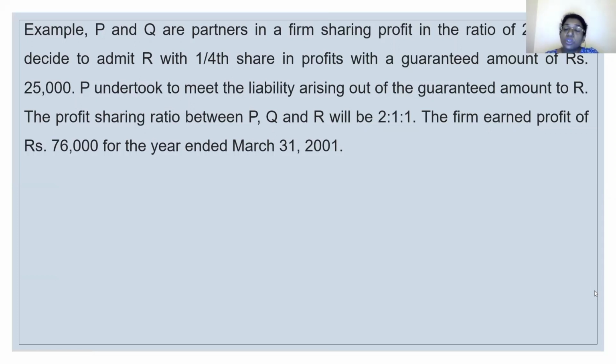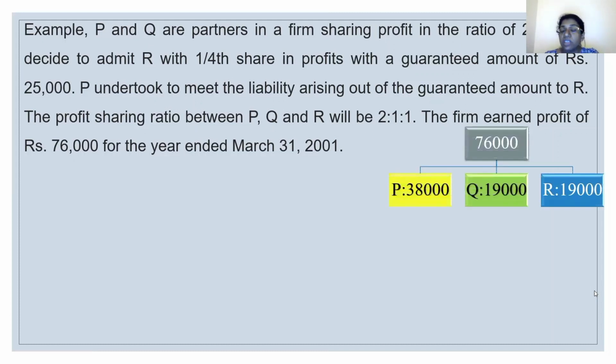The profit the firm has earned during the period ended 31st March 2001 is 76,000. So let's see how we are going to distribute it among them. Here there is 76,000. P will earn half of the profit, that is 2/4 of the profit, and Q is allowed to earn 1/4 part of the profit, that is 19,000, and R is allowed to earn 19,000 as well.